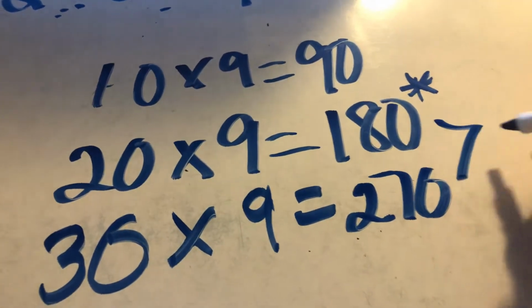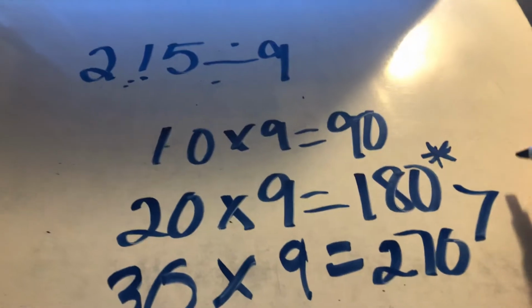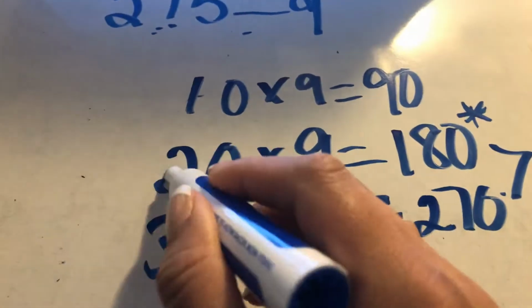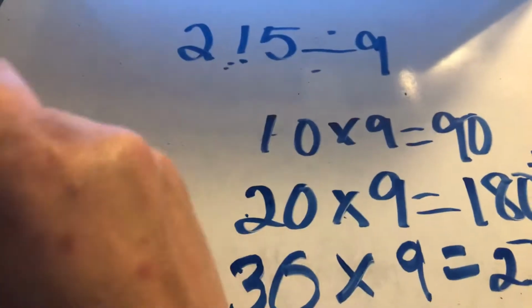So look, now it falls in between. 215 will fall in between 180 and 270. So we know the two numbers we're going to list multiples of are between 20 and 30.